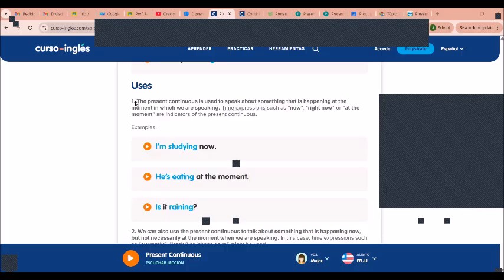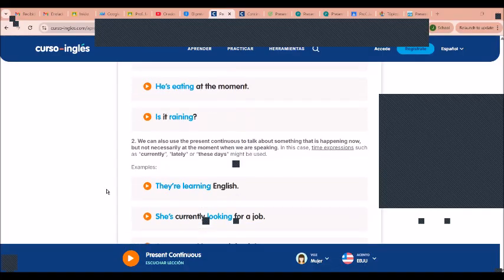When do we use the present continuous? The present continuous is used to speak about something that is happening at the moment in which we are speaking. Time expressions such as now, right now, or at the moment are indicators of the present continuous. I'm studying now. He's eating at the moment. Is it raining? Good. All right.